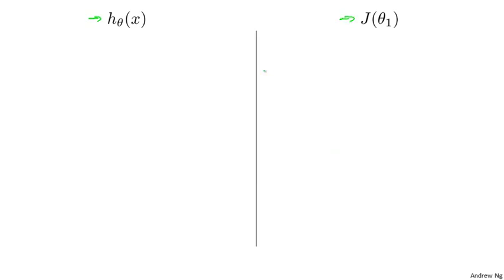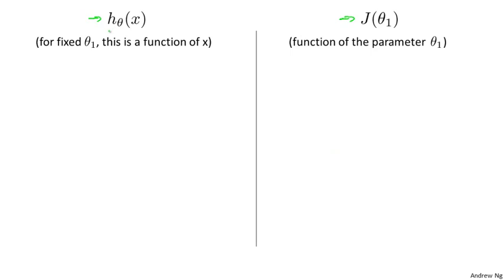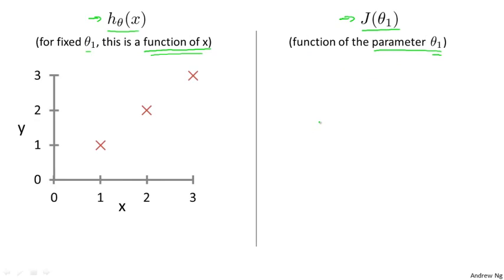So notice that the hypothesis h of x, for a fixed value of theta 1, is a function of x. So the hypothesis is a function of the size of the house, x. In contrast, the cost function j is a function of the parameter theta 1, which controls the slope of your straight line. Let's plot these functions and try to understand them both better. Let's start with the hypothesis.